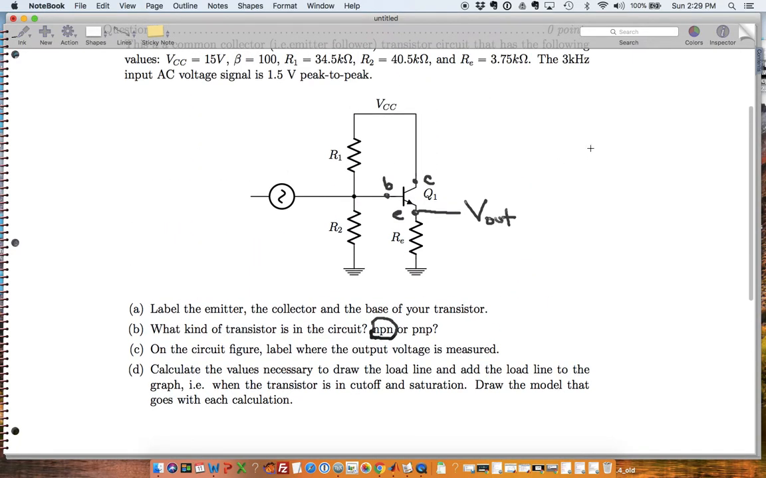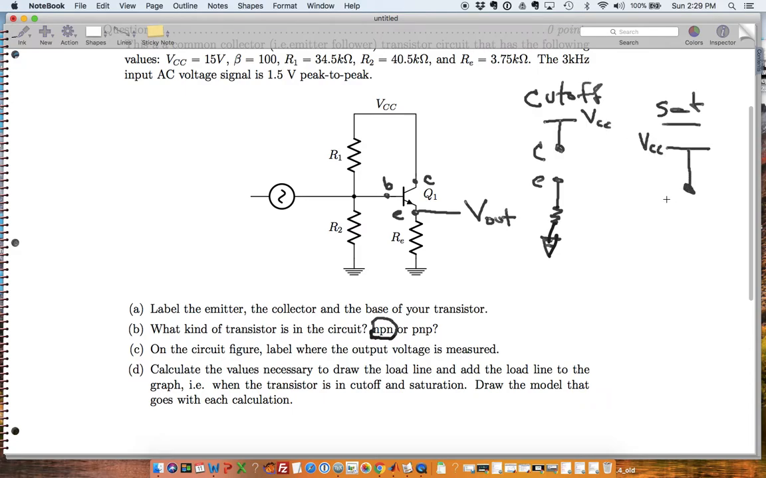So the two models that we're doing is we're going to look at just the collector to the emitter side, and we're going to do the cutoff mode, which looks like this: this is our C, this is our E, with our transistor being represented by an open. So this is cutoff. And then we're going to have saturation. In saturation we have this is our VCC, this is C, and then we just have a wire connecting C and E. We have our resistor.